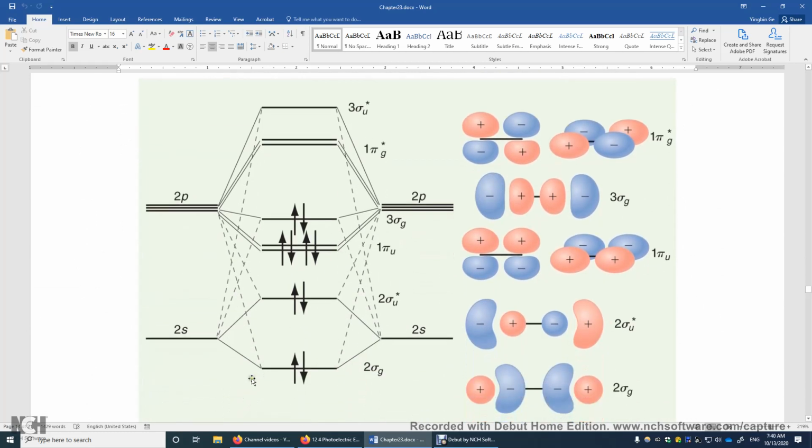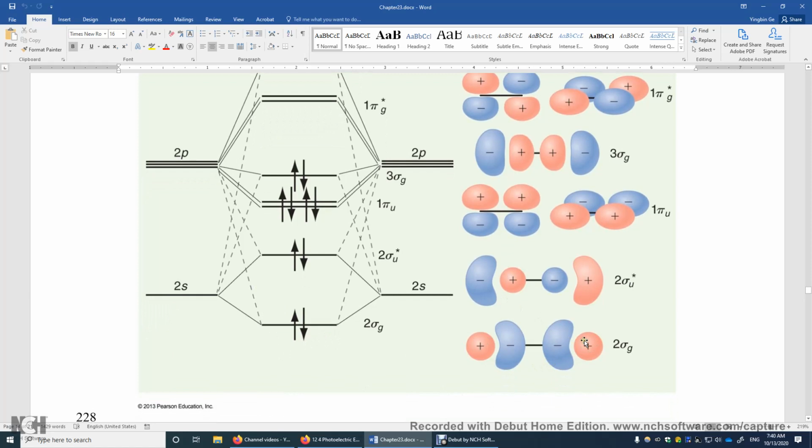Similarly, if you look at this 2 sigma g, supposedly it's made of 2s orbitals. So this 2s interacts with this 2s, and then you make sigma g. However, because the energy gap between this 2s and 2p is so small in nitrogen, it allows the 2pZ to take part in this MO. And therefore, you can see this 2 sigma g does not look like the interaction of two spheres, and you can clearly see the 2pZ being involved.